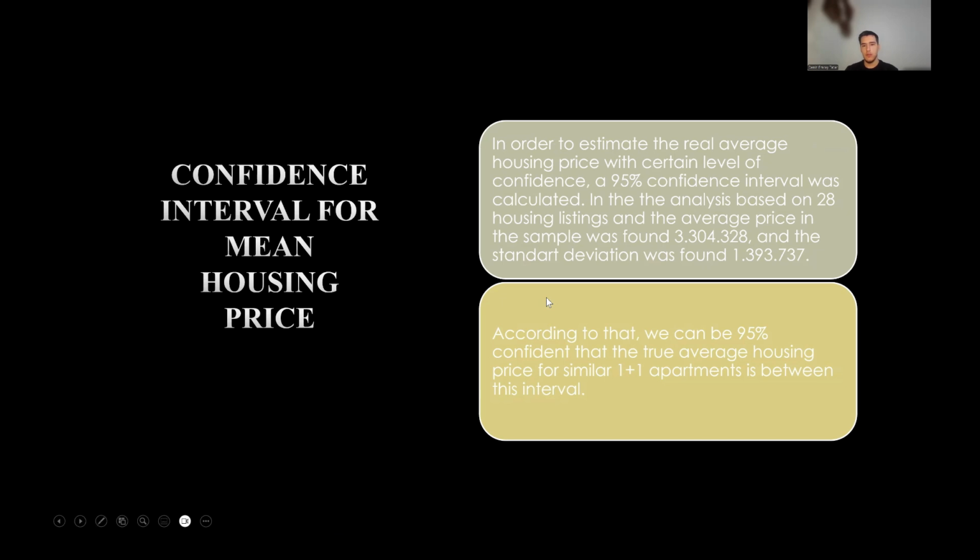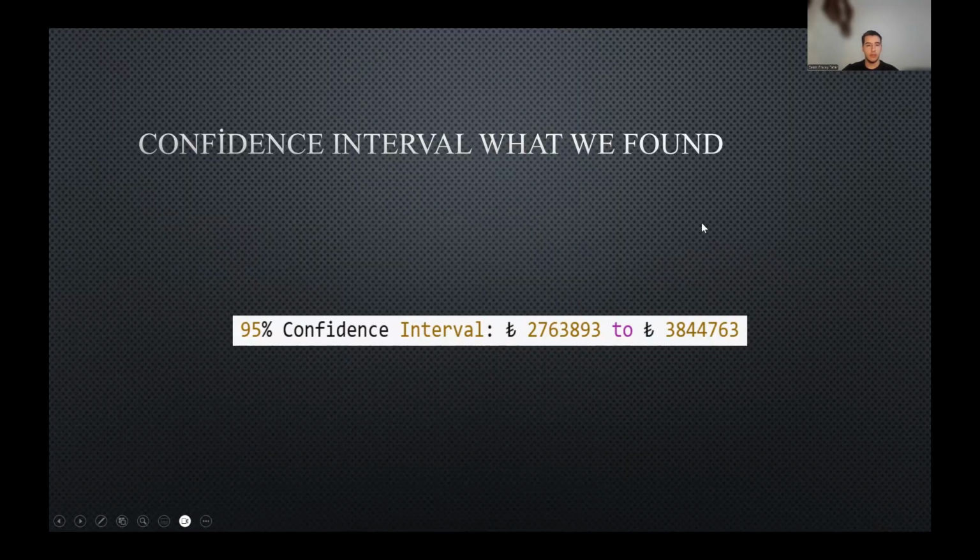This is the confidence interval for mean housing price. In order to estimate the real average housing price with a certain level of confidence, a 95% confidence interval was calculated. In the analysis based on 28 housing listings, the average price of the sample was found to be 304,328. And the standard deviation was found to be 1,392,93,737. According to that, we can be 95% confident that the true average housing price for similar 1+1 apartments is between this interval. This is the code that I found.